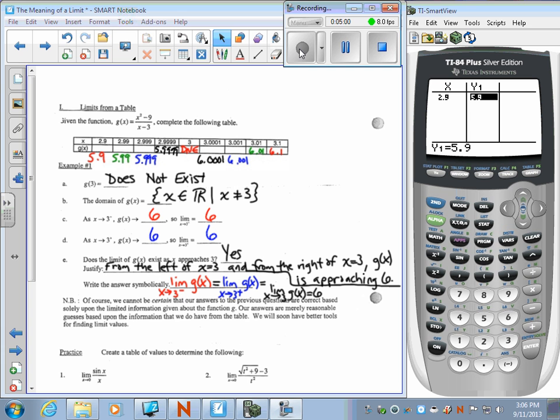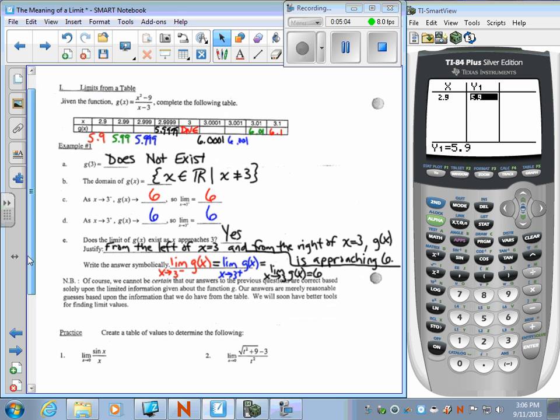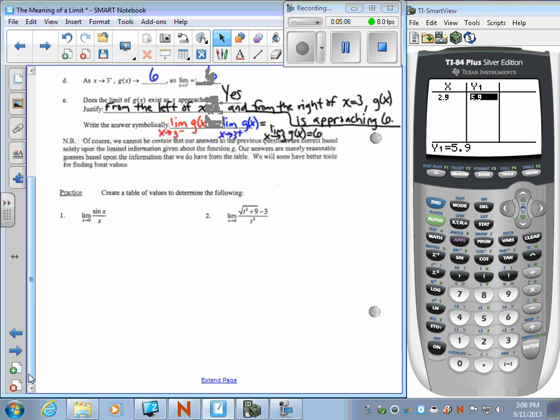Now, these are, again, estimates. We are using a table of values. We are going to get into the algebraic version of how to do this. However, for the practice that's listed below, we're going to need to make a table of values. And what I'd like to do is go ahead and make your X values that you're going to use for each of these. Both of these are finding limits around X is equal to 0.